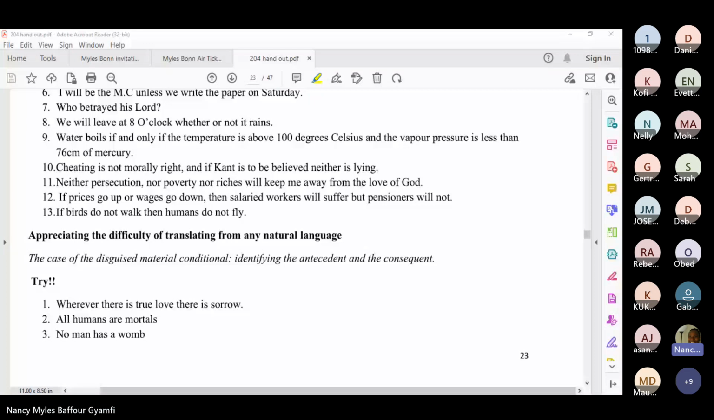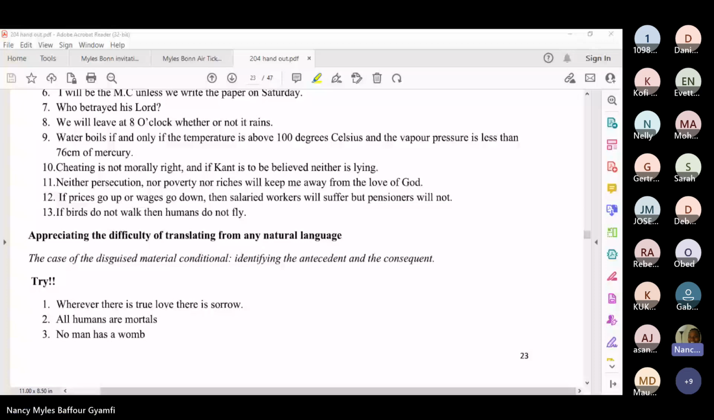We will leave at 8 o'clock, whether or not it rains. Wow, that's also a tough one. How do you symbolize that? What is the person saying? If it rains, we will leave at 8 o'clock. And if it does not rain, we will leave at 8 o'clock. That's what the person has said. You can write it that way, so it's easier.